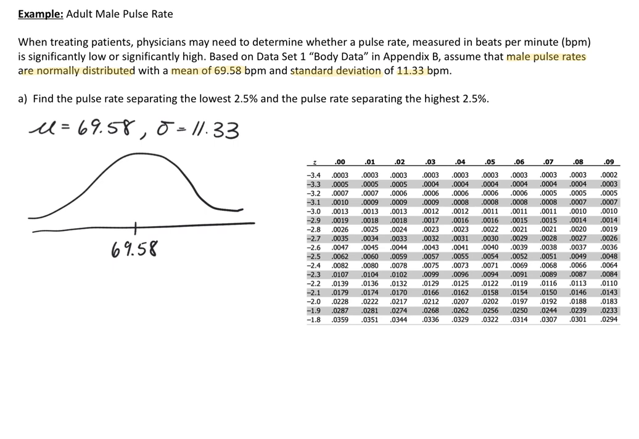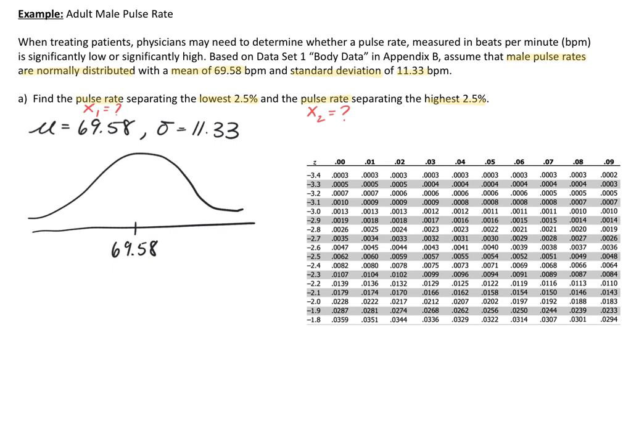Question A says, find the pulse rate that separates the lowest 2.5%, and then also find the pulse rate that separates the highest 2.5%. So right now, we don't know what these pulse rates are, but I'll call the pulse rate that separates the bottom 2.5%, let's call that x sub 1. So I'll put a question mark here because we don't know what it is, but we'll be able to find it. And then the pulse rate that separates the top 2.5%, I'm going to call that x sub 2. So again, we don't know what that pulse rate is, but we're going to find it.